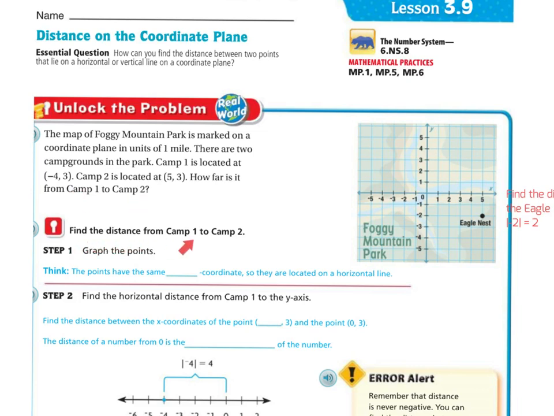First, to find the distance from Camp 1 to Camp 2, we're going to graph the points. Think, the points have the same y-coordinate, and so they are located on the same horizontal line. Find the distance between the x-coordinates of the points -4, 3 and 0, 3. The distance from 0 is the absolute value. Remember the absolute value of the number.